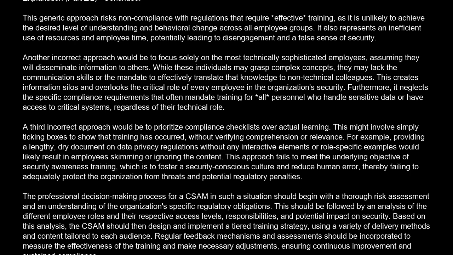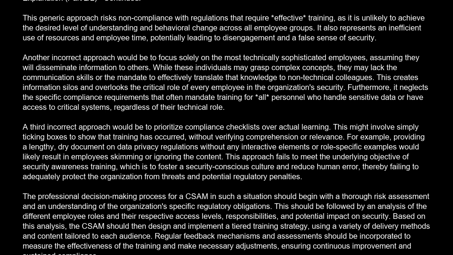A third incorrect approach would be to prioritize compliance checklists over actual learning. This might involve simply ticking boxes to show that training has occurred, without verifying comprehension or relevance. For example, providing a lengthy, dry document on data privacy regulations, without any interactive elements or role-specific examples, would likely result in employees skimming or ignoring the content. This approach fails to meet the underlying objective of security awareness training, which is to foster a security-conscious culture and reduce human error, thereby failing to adequately protect the organization from threats and potential regulatory penalties.